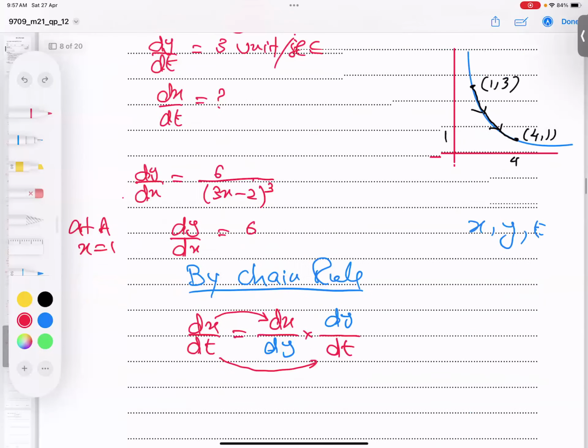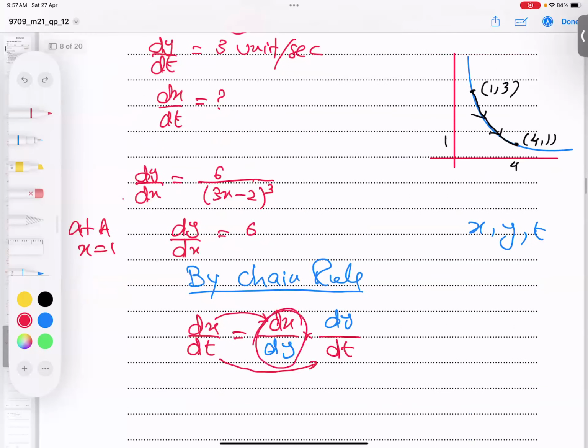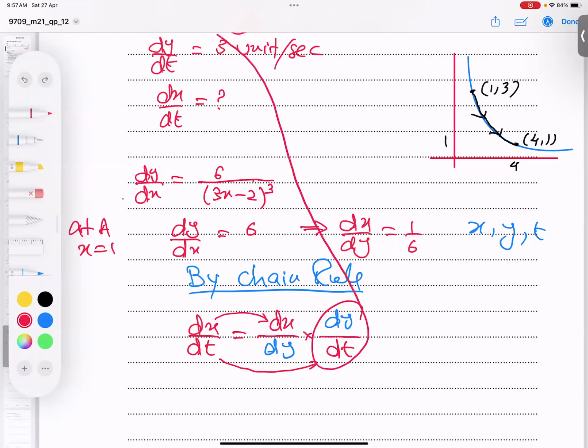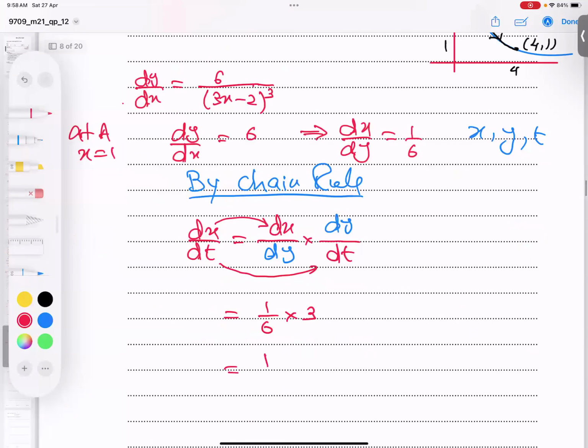Now, students, I'm going to plug in this dx by dy, but this is dy by dx. It means if I flip the left-hand side, it will flip the right-hand side. It has nothing under 6, so 1. If I flip, it becomes 1 over 6. So this 1 by 6 is coming here, and this dy by dt is coming from there. So Alhamdulillah, I believe you got the point, and half unit per second is our answer.